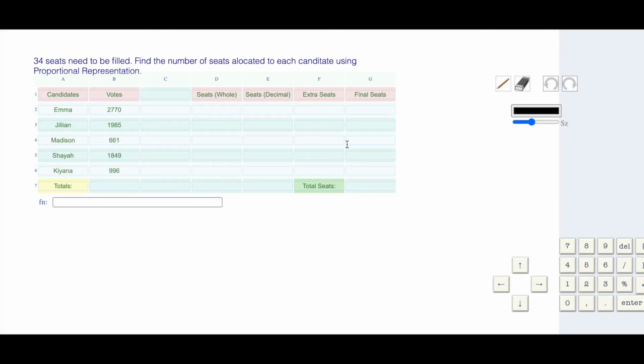Let's just do one more quick one. I want to figure out the total number of votes. So it's equal to the sum of all of these values, like that. Then I want to figure out what fraction did Emma get. She got 2,770 out of 8,261 of the 34. The fraction is that out of the total, but we need to lock it. I put a dollar sign between the B and the 7 of the 34 seats.